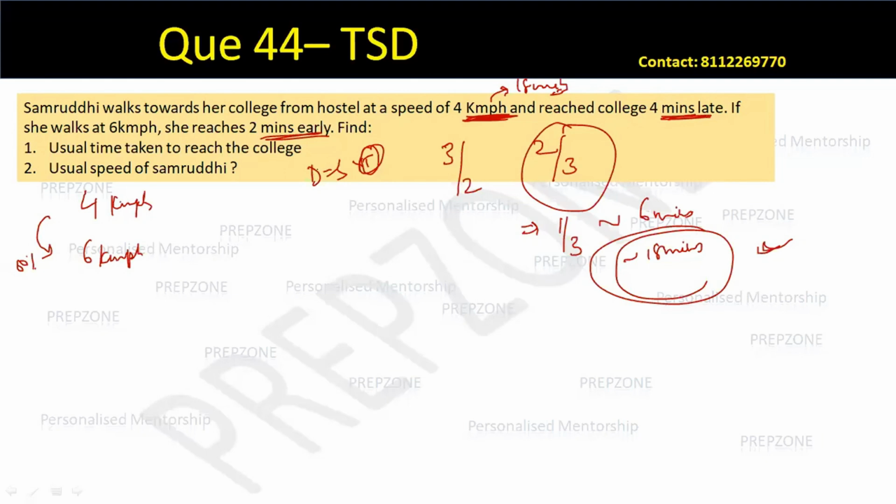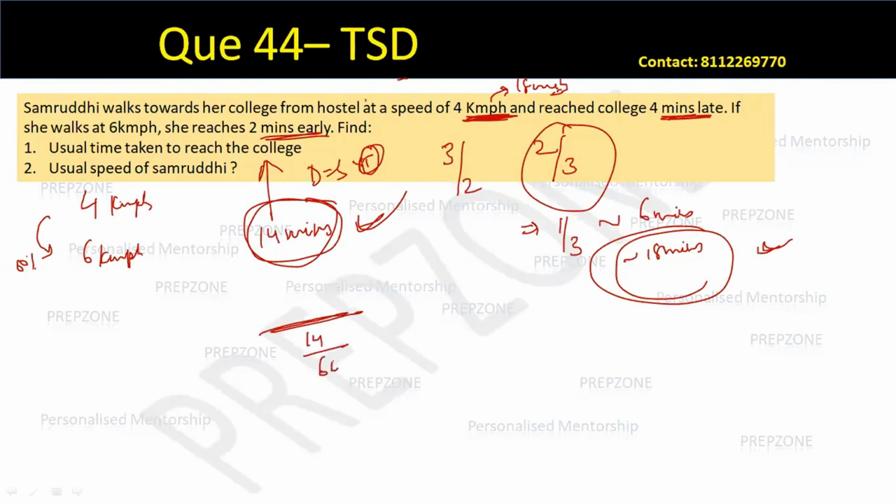So if she takes 18 minutes, she basically reaches the college 4 minutes late. Okay, which means her usual time to reach the college would be 18 minus 4, which is equal to 14 minutes. This is the usual time taken to reach the college, because 18 minutes is the time taken now. And if she takes 18 minutes, she reaches the college 4 minutes late. Okay, and usual speed kitni hogi? Speed will be what? Distance upon time. So time mujhe pata hai, usual time taken is 14 minutes.